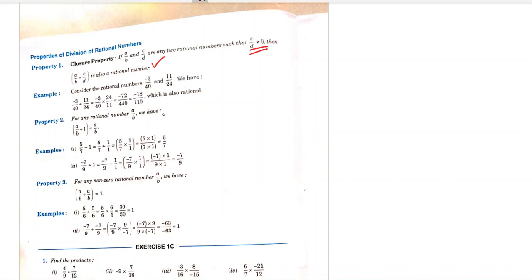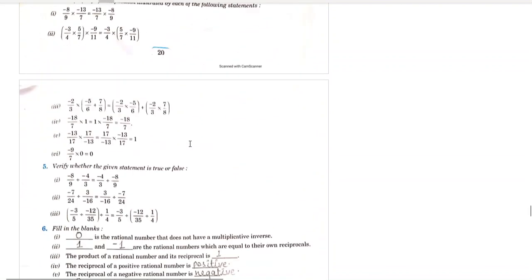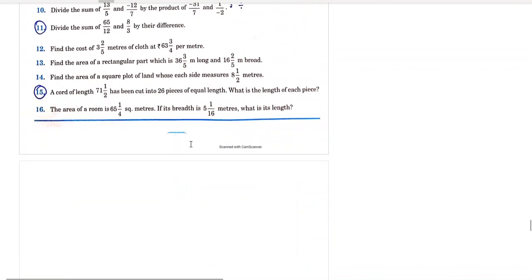That's the first property. Second property, if you divide any rational number by 1, you get the same rational number. Any rational number divided by 1 will give you the same rational number. Third property, if you divide any rational number with itself, you will get 1 as the answer. The examples are given in your textbook. You can have a look at the example and verify. So that was the third part. Yeah, there are a lot of questions in the third part.